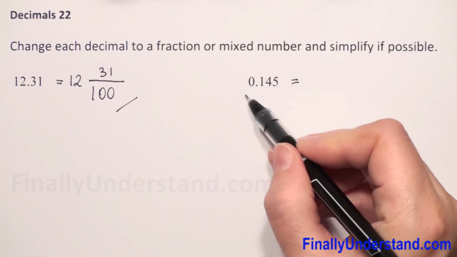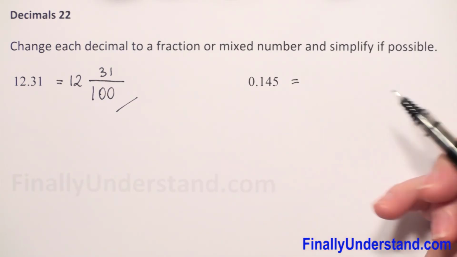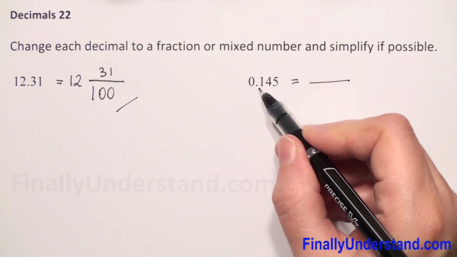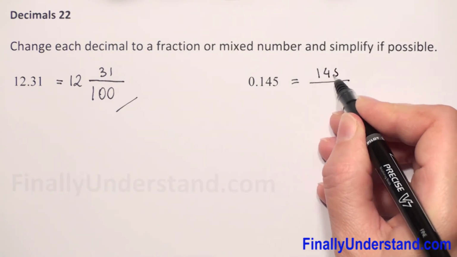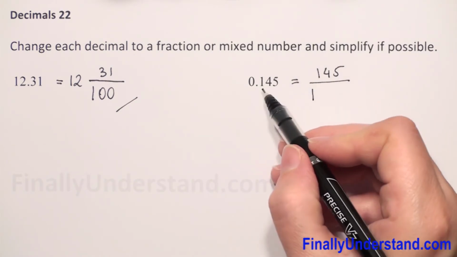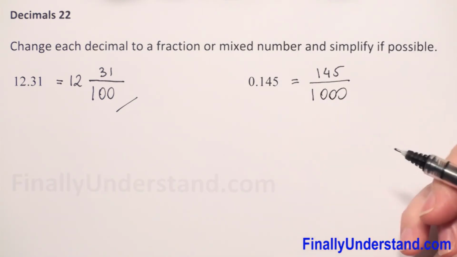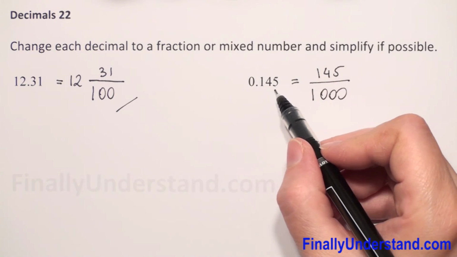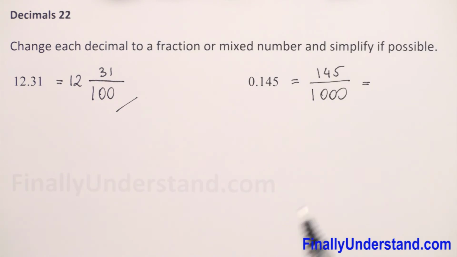Next example, we have 0 at the beginning before the decimal point, so we don't have a whole number. Next we have to draw a fraction bar. Whatever we have after the decimal point, we write in our numerator, so 145, and the denominator is just 1, and we count the digits: 3 digits. It means we have to add 3 zeros to our denominator. We have 145 thousandths.